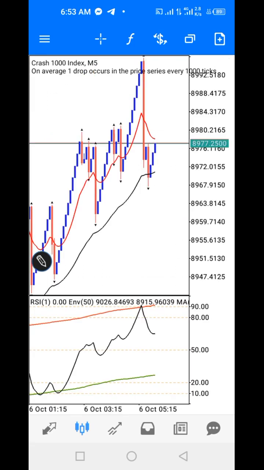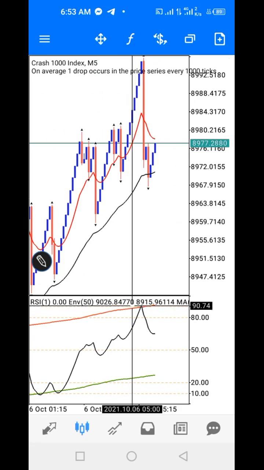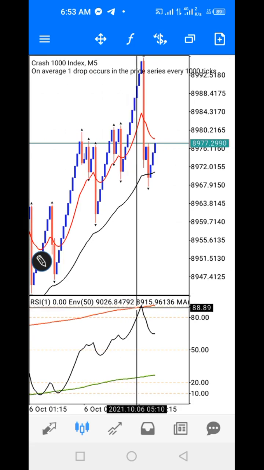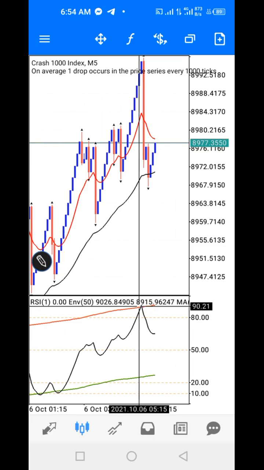The same thing goes for the 5 minute time frame. You can even see it now on the same thing. You have your envelope here at this 90 level, right? And the moving average is also at 90 level. So you have this spike here.